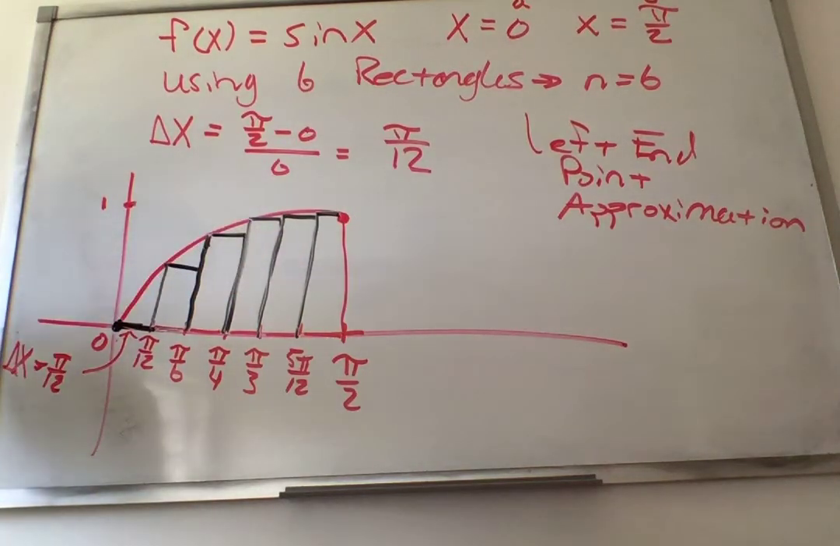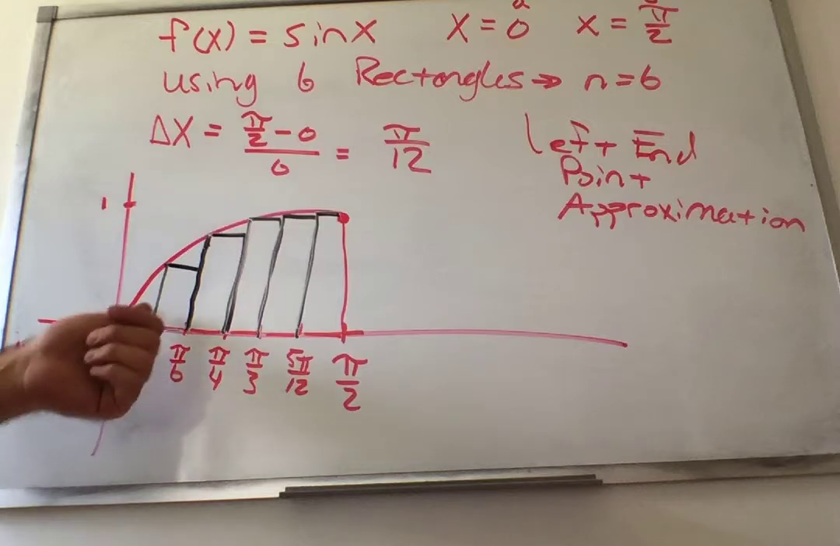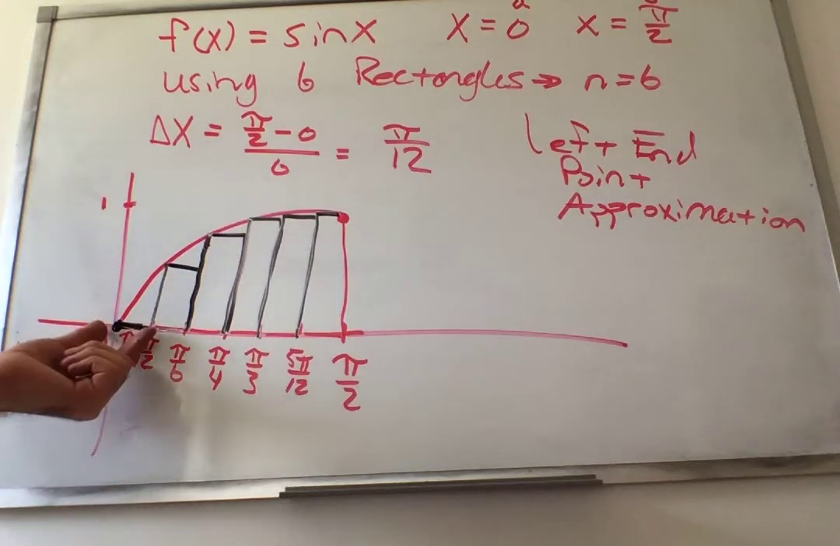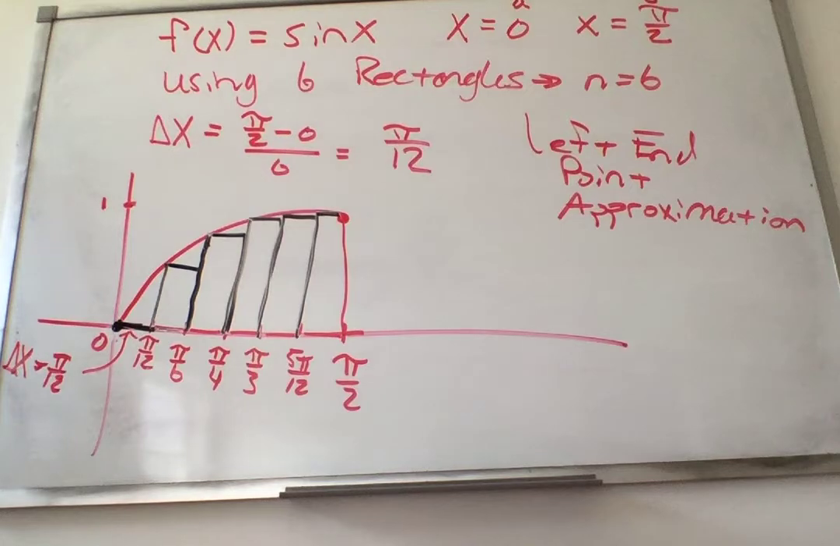So I've got all my rectangles drawn. Now, if it was a right endpoint approximation, instead of choosing the left endpoint, we're going to choose the right endpoint. And we're going to draw our rectangles like that. Midpoint approximation, you use the midpoint of the interval, and you draw your rectangles like that. Okay, just 3 different ways of approximating the area.